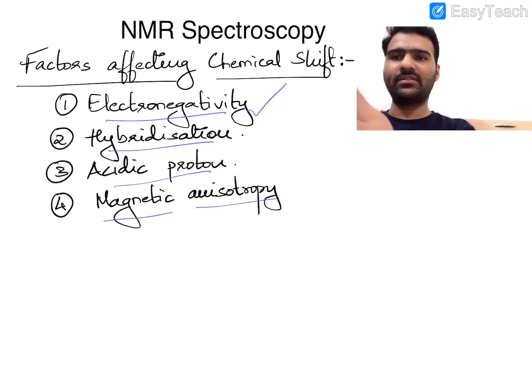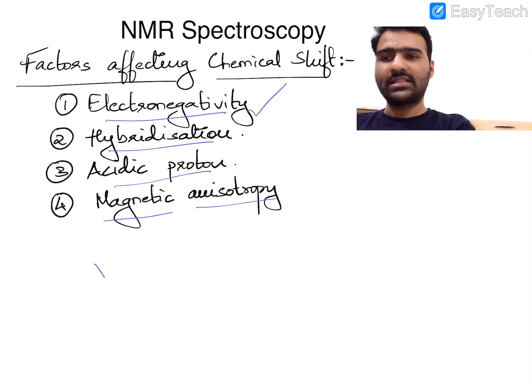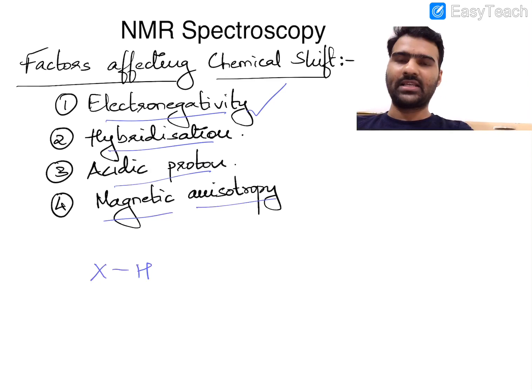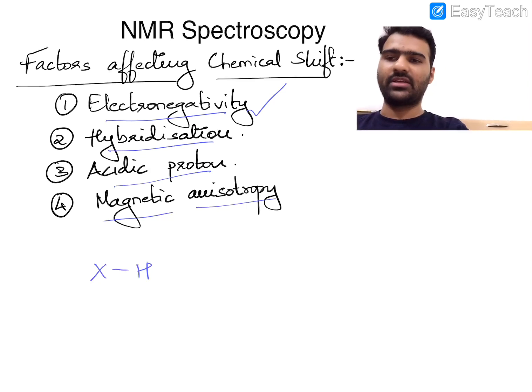Okay, the first factor which is detailed over here is electronegativity of the atom that is connected to the nuclei that is being probed, and as we just mentioned, we are looking at H1 or proton NMR to understand concepts, and whatever holds for a proton also holds for the other nuclei which can be probed by NMR spectroscopy.